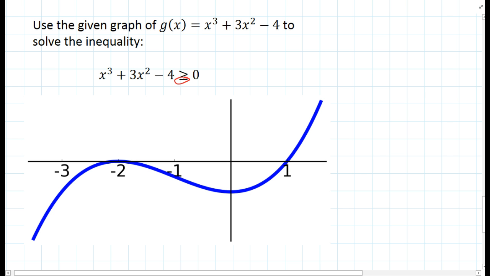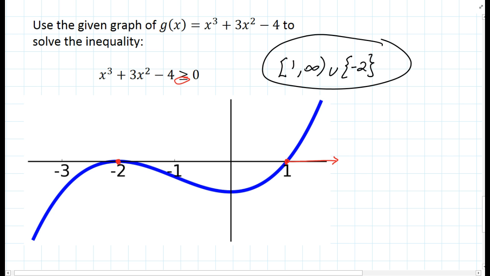So as before, we're going to take the points from 1 to infinity, because that's where our function is above the x-axis, and we're going to include the endpoint. But we also need to include the point negative 2, because we are equal to 0 there. We touch the x-axis. That means we're equal to 0. So our answer is going to be 1 to infinity, open, union, the set containing negative 2.